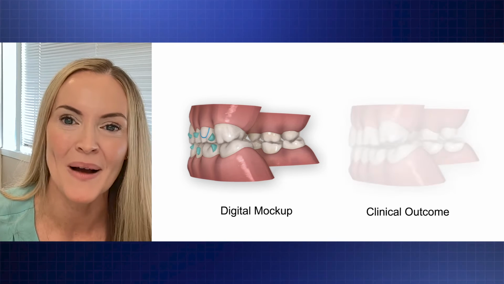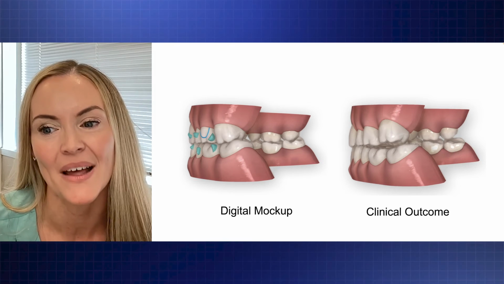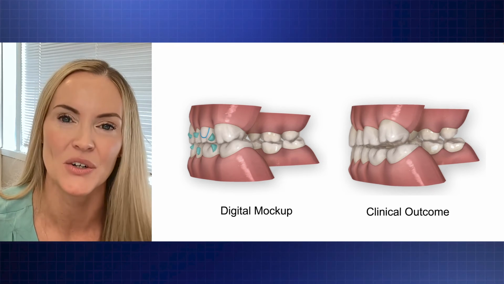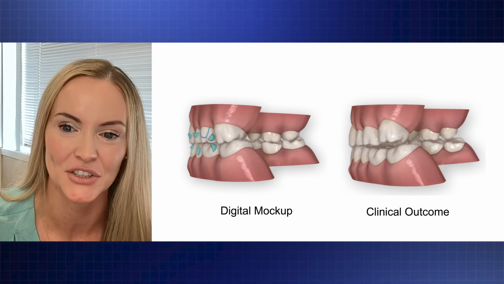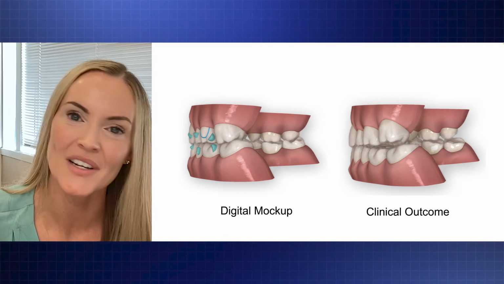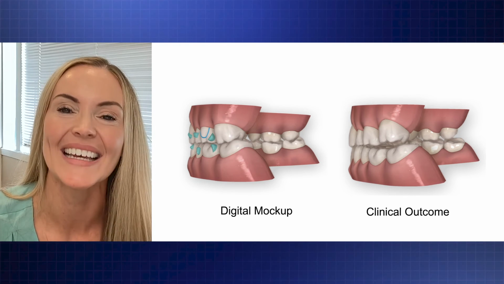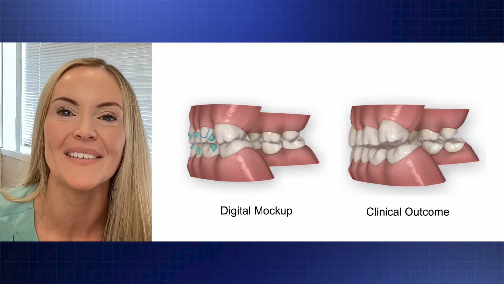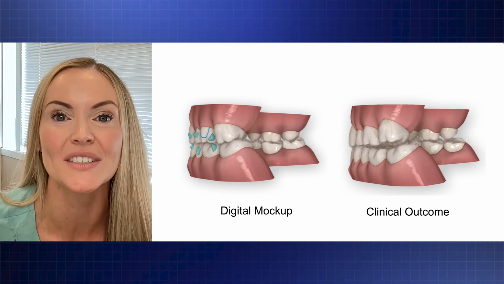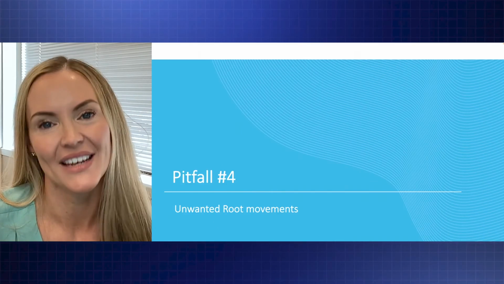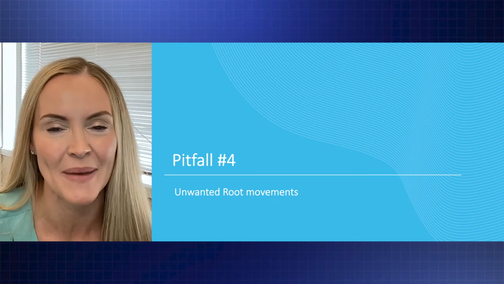Here's my digital mock-up and here's my clinical outcome. Now I need to go back, make sure I have attachments on those teeth, and add extra torque. So when you're checking your digital mock-up and you're about to approve it and move to the next phase, if you have any type of transverse movement on the molars, make sure it's supported with an attachment and additional torque if you're doing expansion.